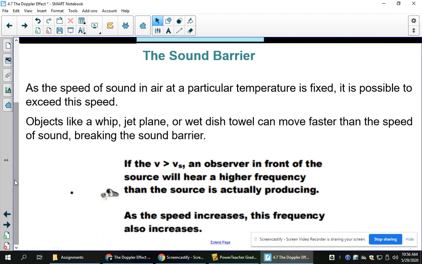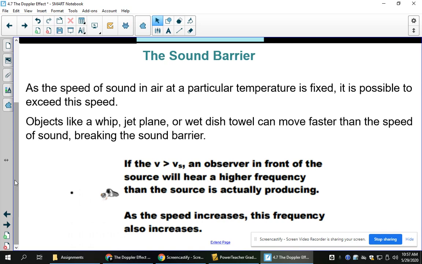Some other interesting things to wrap up Physics 20 is the sound barrier. So, as the speed of sound in air at a particular temperature is fixed, it's possible to go faster than this speed, like Indiana Jones with his whip, or a jet plane, or a wet dish towel. Everybody's been on the receiving end of that painful snap, I bet. These move faster than the speed of sound. So that snap that you hear from a dish towel or a whip or a jet plane is actually breaking the sound barrier.